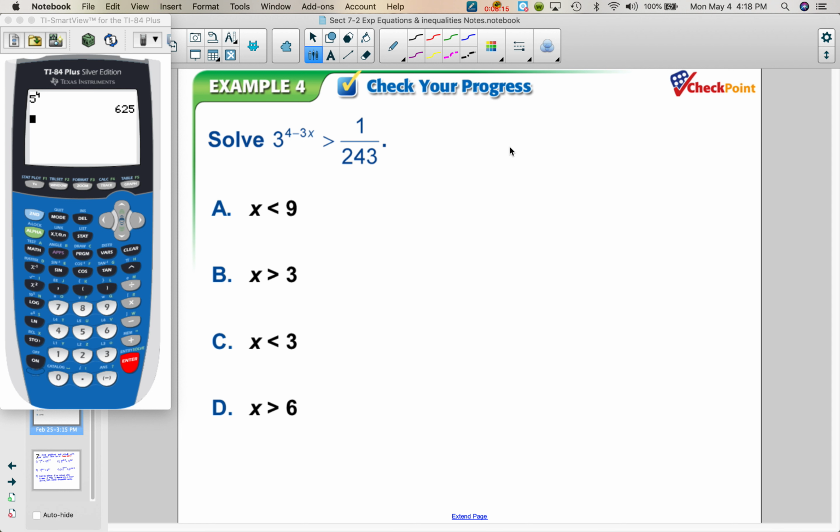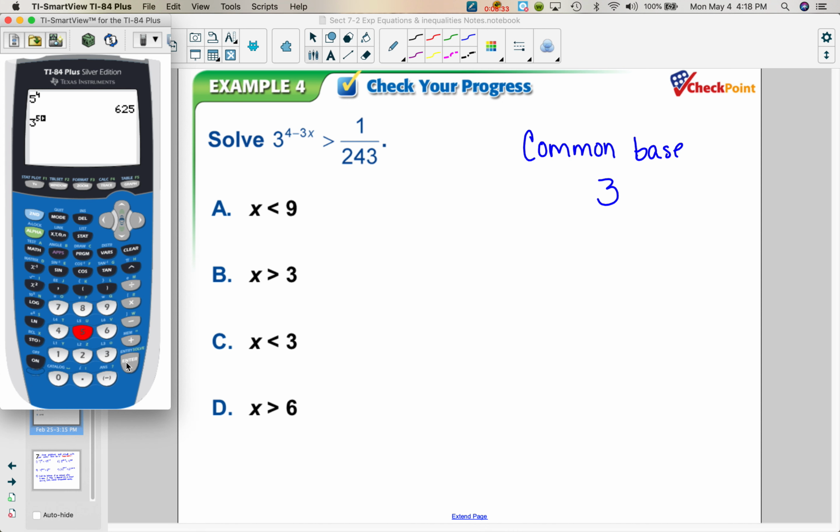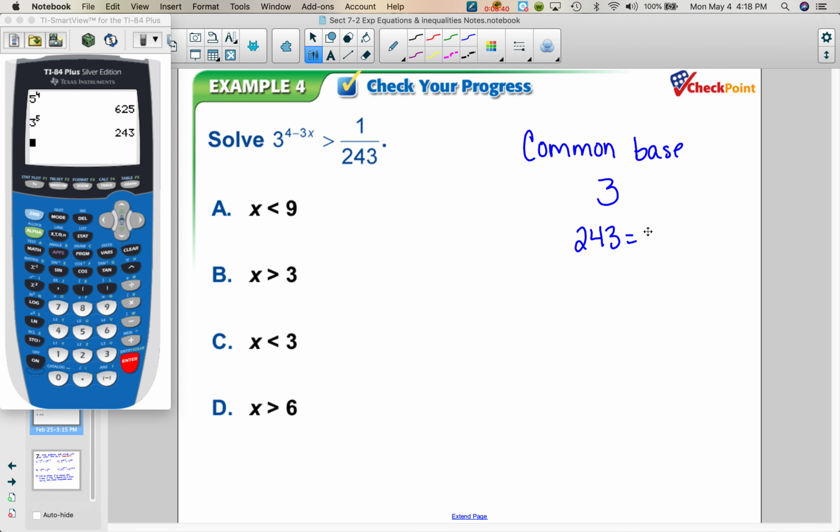All right, so if you were thinking of a common base, now being that 3 is a prime number, this has got to be your thought process that, okay, it's got to be a 3. If there is a common base, it must be a 3. So then you try things. So maybe you go 3 to the 5th power. What do you know? I got it on my first try. So 243 is 3 to the 5th power, which means 1 over 243 is 3 to the negative 5th power.